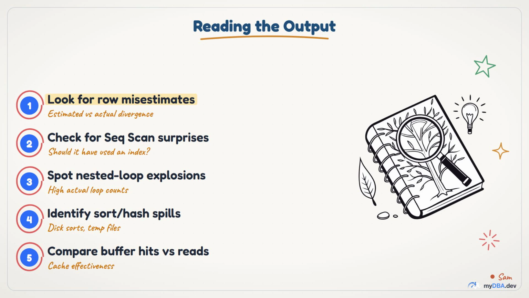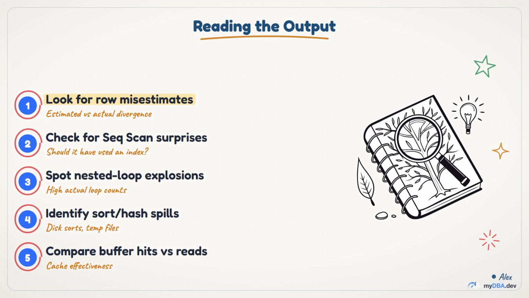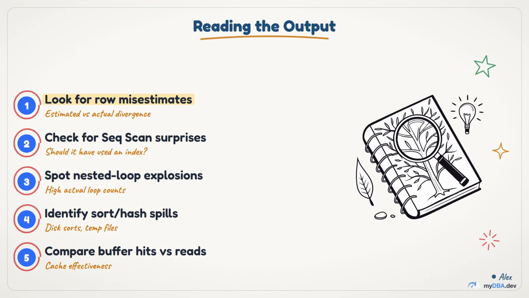And the buffer stats show whether data was in cache or had to be read from disk. Right. High buffer reads versus hits can explain why a query's slow even when the plan looks reasonable. It's just doing a lot of physical I/O.